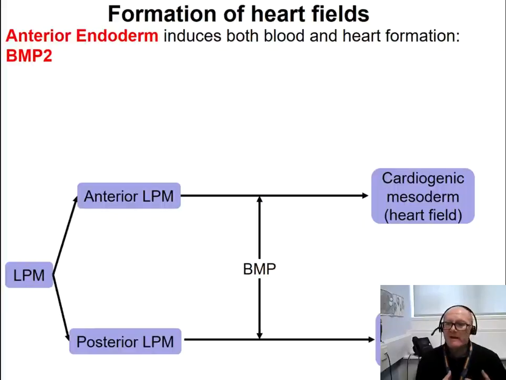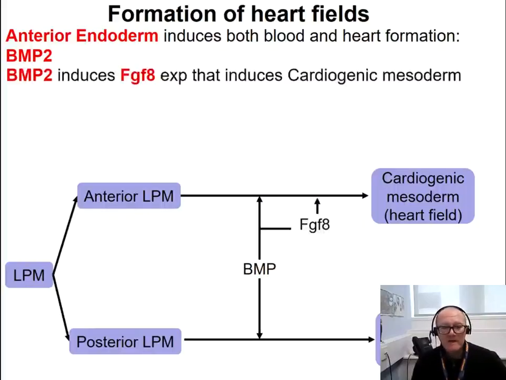BMP, in particular in the anterior position, induces the formation of cardiogenic mesoderm. In the anterior lateral plate mesoderm, and here I'm talking about the anterior-posterior axis, in the most anterior position the lateral plate mesoderm can become cardiogenic mesoderm because of BMP signaling from the anterior endoderm that induces expression of FGF8 in a more anterior position.